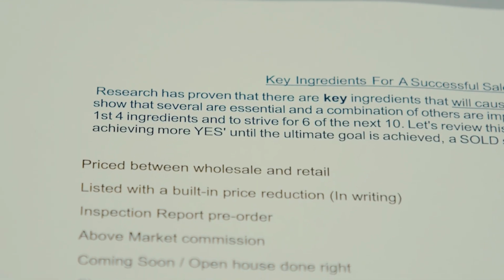We've got our parameters, so we understand where we sit in the marketplace. Now we look at it and say, what can we do that's going to make our house stand out over anybody else's or influence the marketplace? So the first one we start off with, are we priced between wholesale and retail?